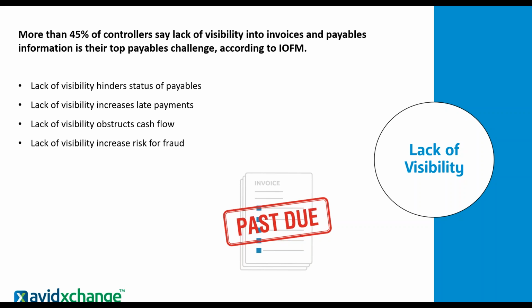Another one is cash flow. There's not visibility in cash flow. And then another one, again, we talked about would be for fraud. There's not visibility in where the process is with the invoices, and that increases fraud.